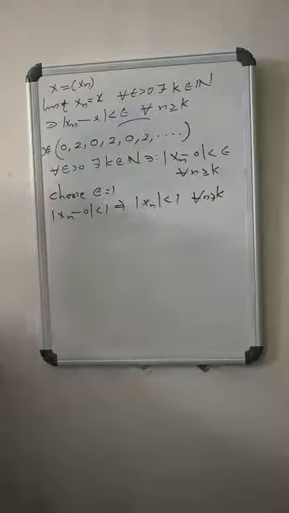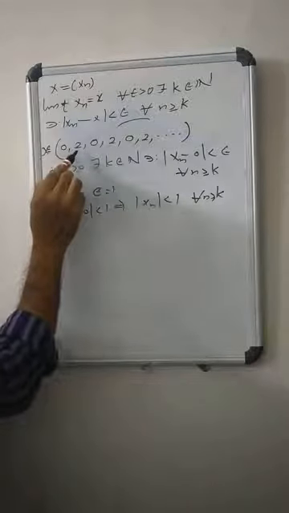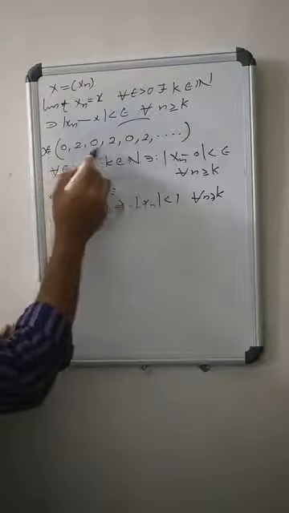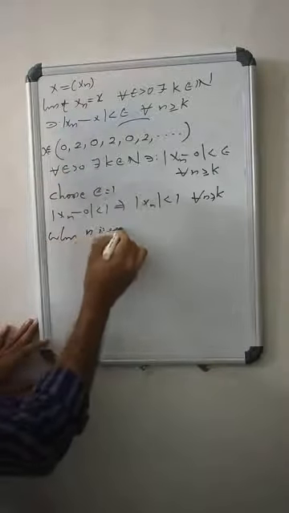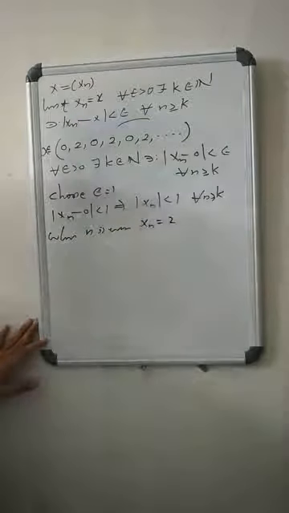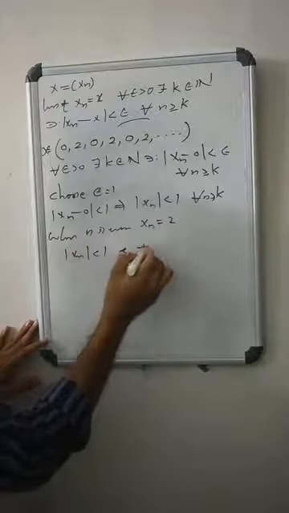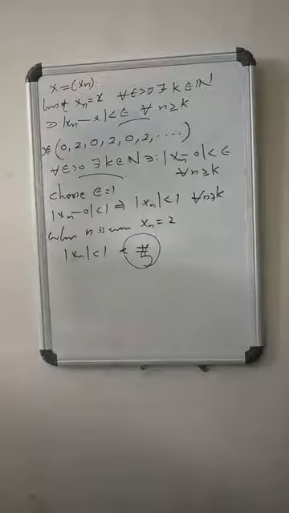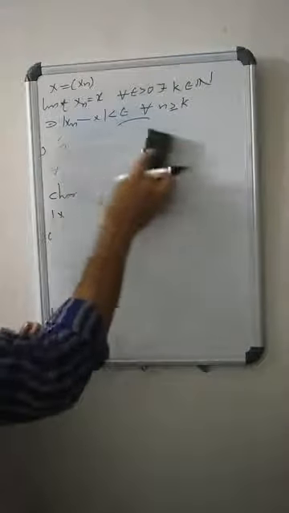But in the given sequence, xn becomes 2 when n is in an even position. x2 equals 2, x4 is 2, x6 is 2. So when n is even, xn equals 2. Therefore modulus of xn strictly less than 1 is a contradiction. This contradiction is due to our wrong assumption. Hence the sequence does not converge to 0. So the sequence 0, 2, 0, 2, etc. does not converge to 0, proved by using contradiction.